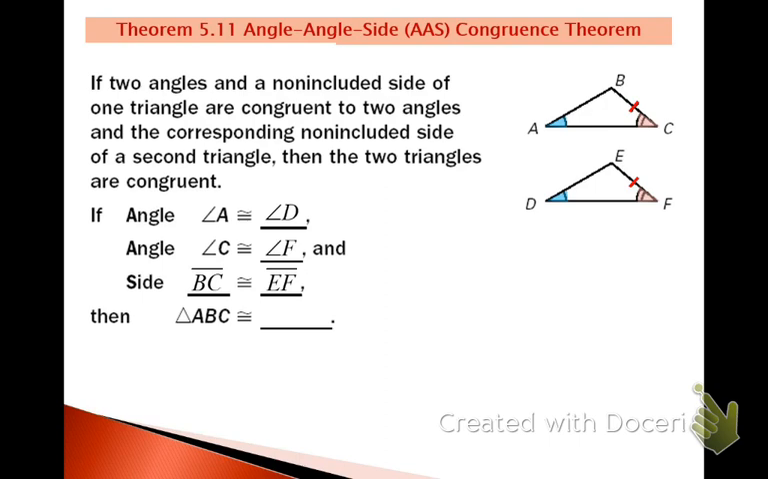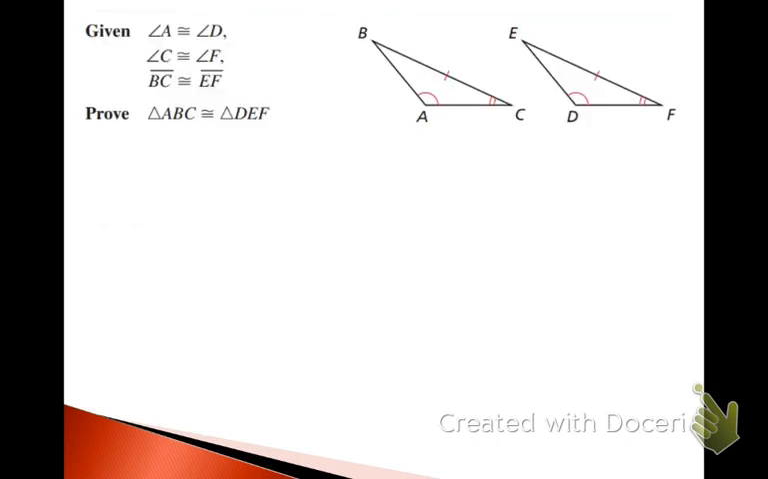So that means triangle ABC is congruent to DEF. All right, so let's use that. It says we have given angle A is congruent to angle D, angle C is congruent to angle F, side BC is congruent to side EF. Let's prove that the triangles are congruent. Let's start with our information. Do we have sides or angles marked congruent?